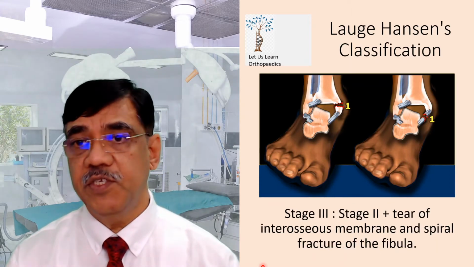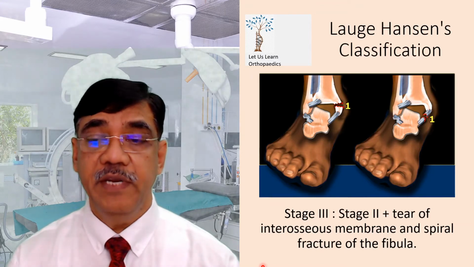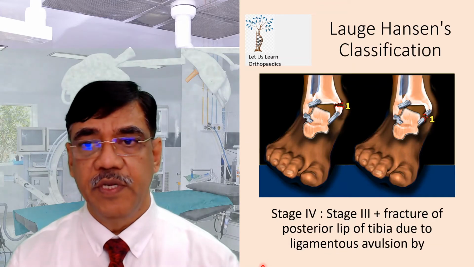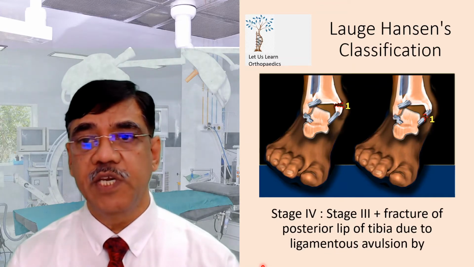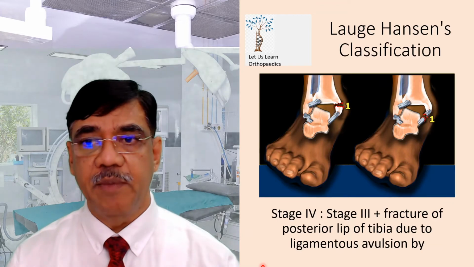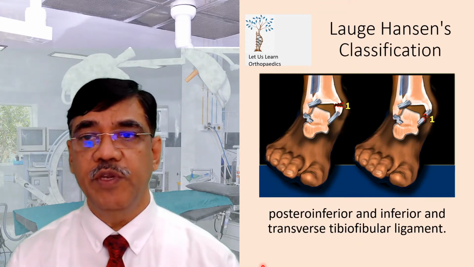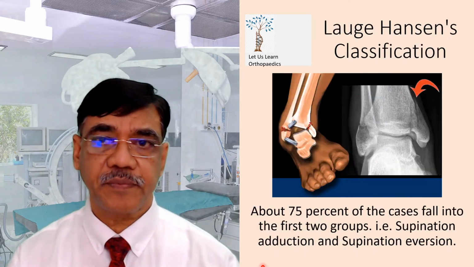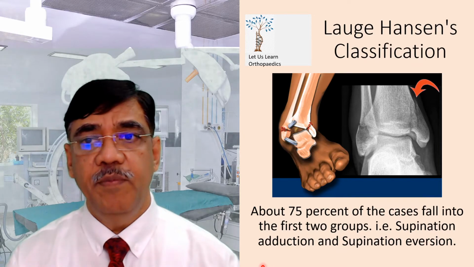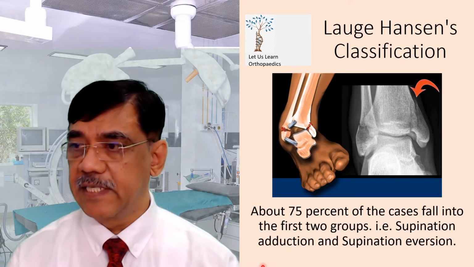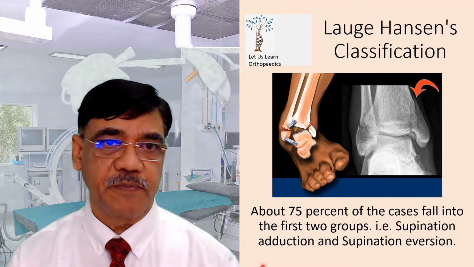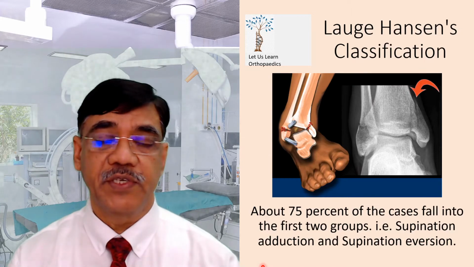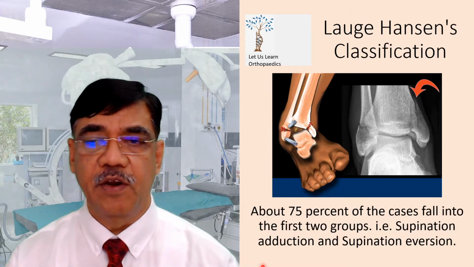Stage 3, stage 2 plus tear of interosseous membrane and a spiral fracture of the fibula. And stage 4, stage 3 plus fracture of the posterior lip of tibia due to the ligamentous avulsion by the posterior inferior and the inferior transverse tibiofibular ligament. About 75% of the cases fall into the first two groups, that is, either the supination adduction type or supination eversion type or a supination external rotation type.